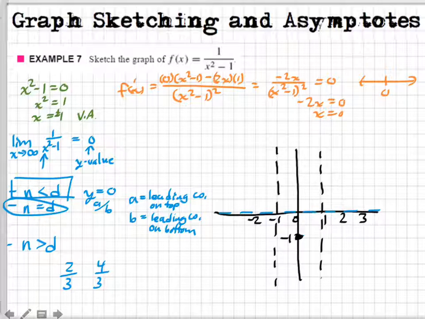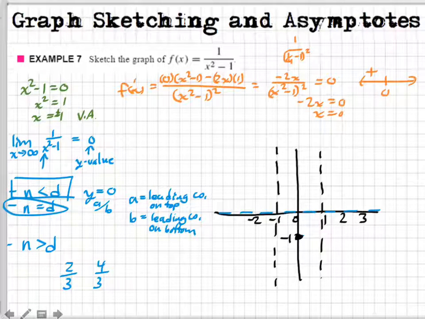-1/2 plugged into the top would be a +1. And then -1/2 plugged into the bottom would be 1/4 -1, and then we have to square it. Alright, we don't have to finish this. We just have to know if it's going to be positive or negative. Now, since we're squaring the bottom, it's always going to be positive. So this side is positive.